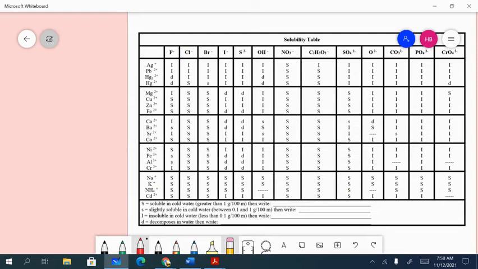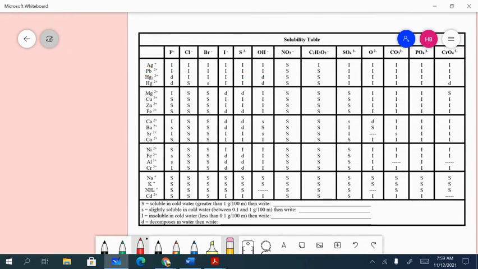Let's do another one. How about lead plus 2? And let's run over to sulfate. All the way over here, and you get to sulfate, and you'll see it says I. So that means it's going to be a solid. So lead sulfate is going to get an S for solid. It will not dissolve in room temperature water.